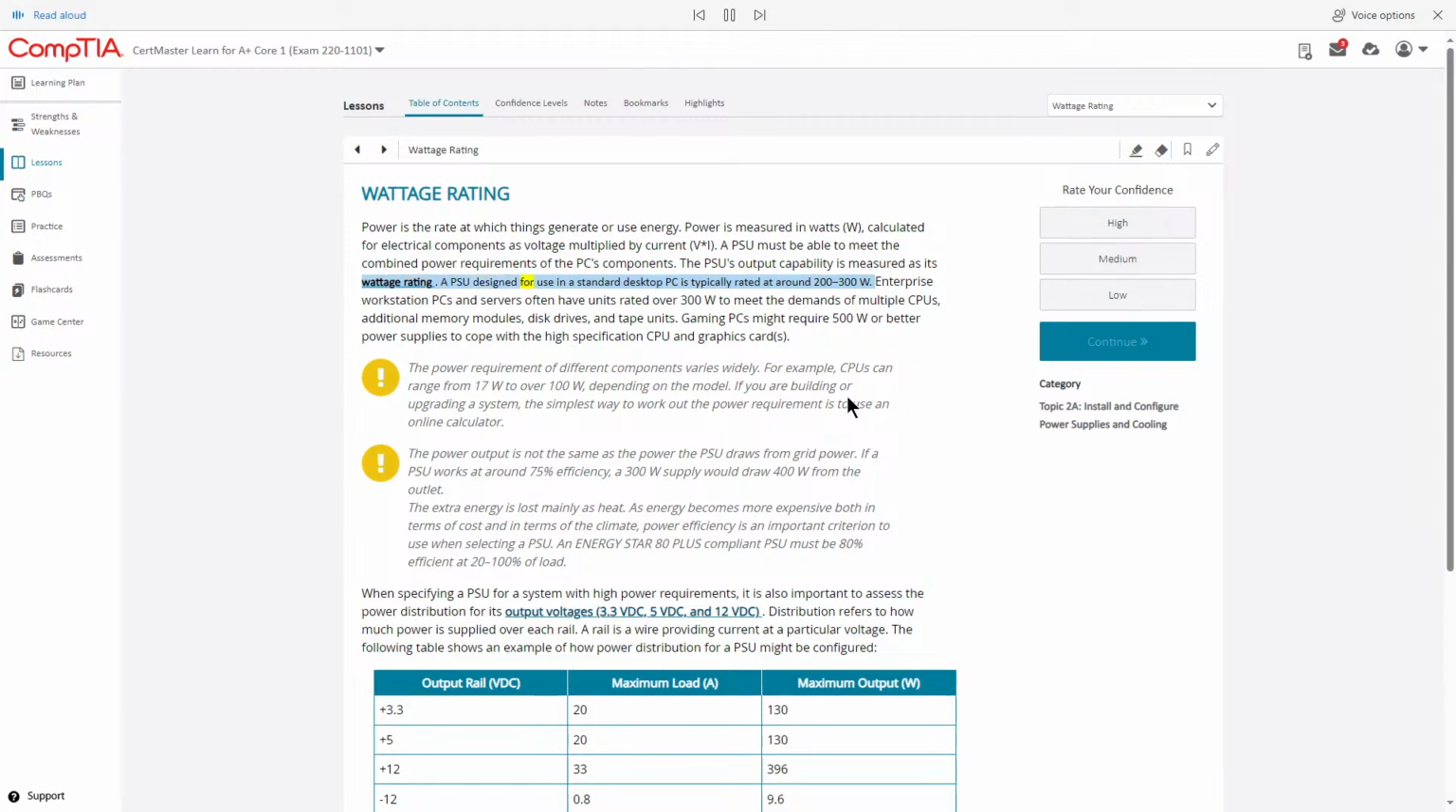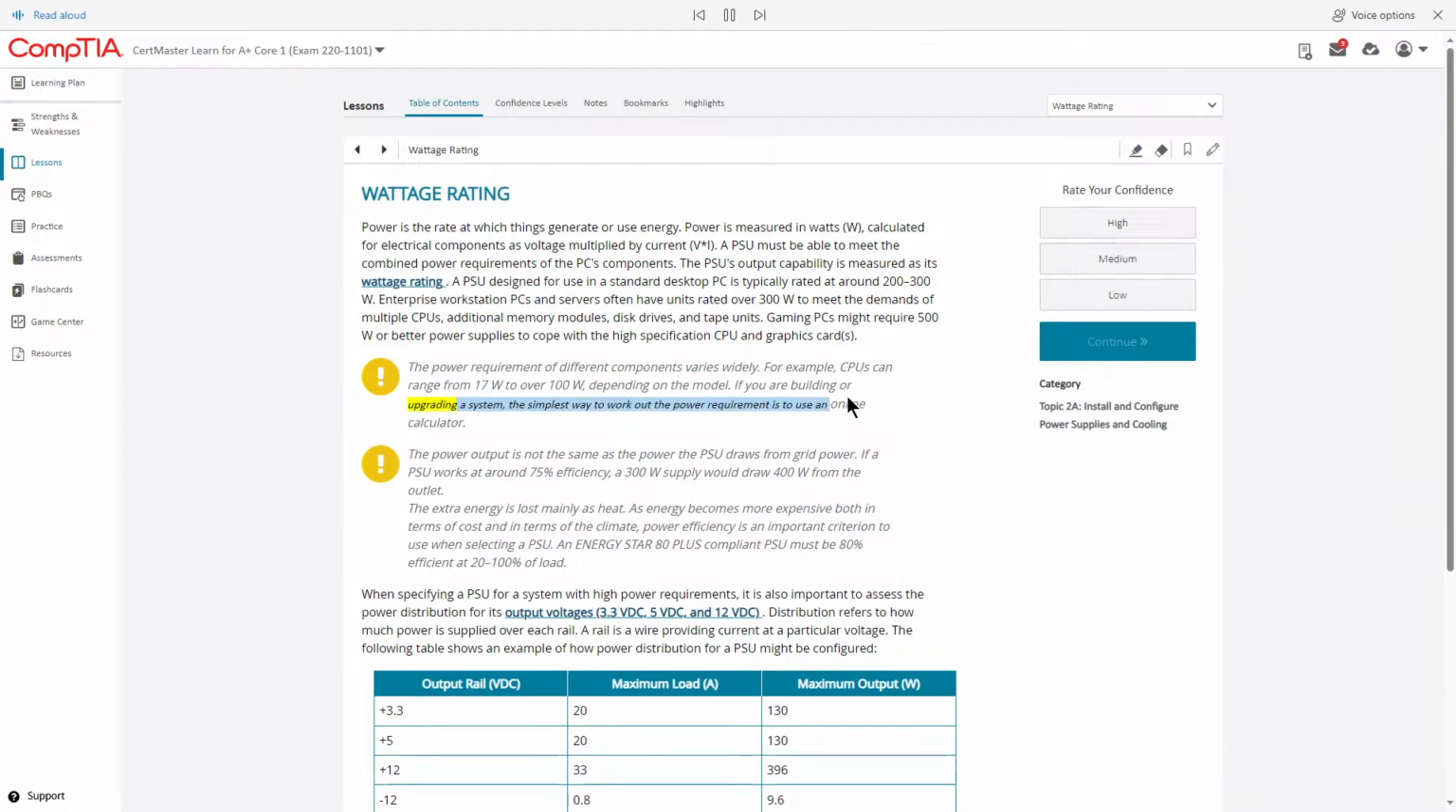A PSU designed for use in a standard desktop PC is typically rated at around 200 to 300 W. Enterprise workstation PCs and servers often have units rated over 300 W to meet the demands of multiple CPUs, additional memory modules, disk drives, and tape units. Gaming PCs might require 500 W or better power supplies to cope with the high-specification CPU and graphics cards. The power requirement of different components varies widely. For example, CPUs can range from 17 W to over 100 W, depending on the model.